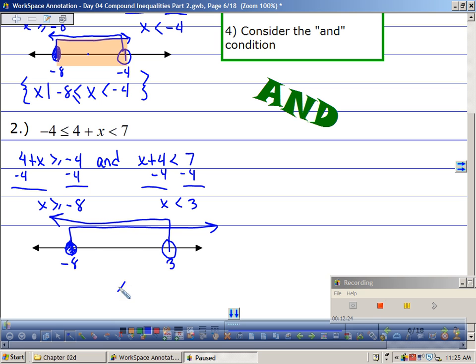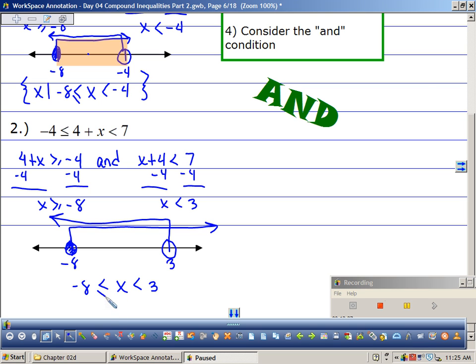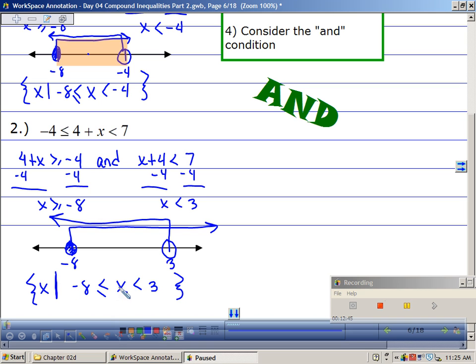So my in-between statement is in between what two numbers? Negative 8 and 3. And what would my sign look like here? Less than, same sign, only this one has a line underneath it. And we're talking about x such that x is in between 3 and negative 8. Questions?